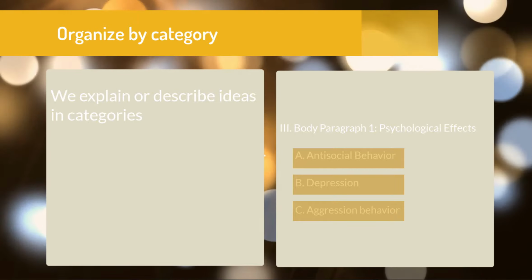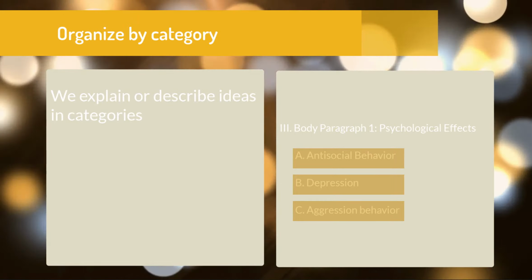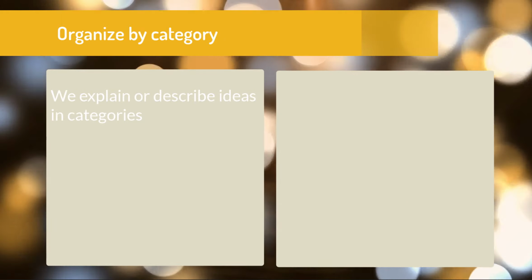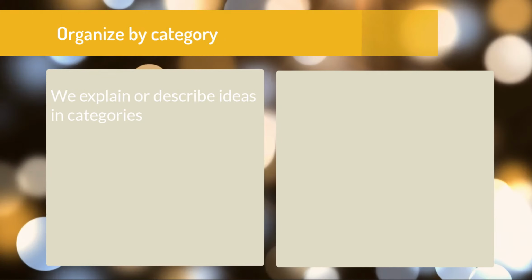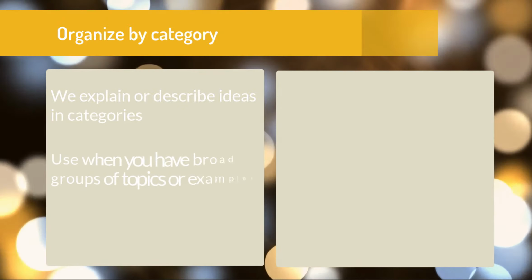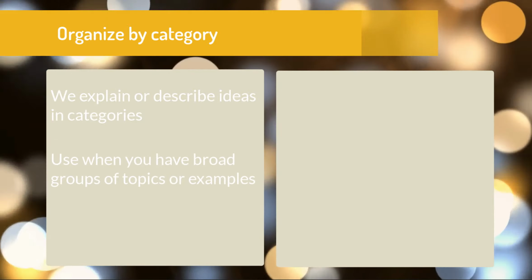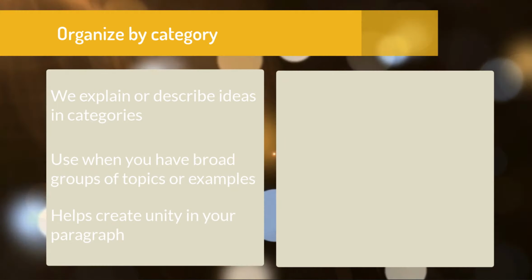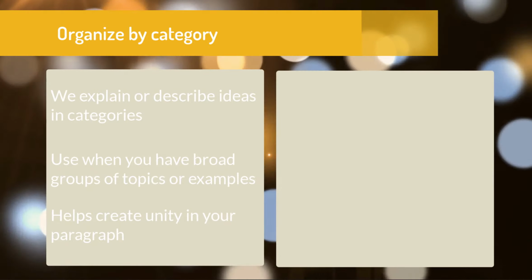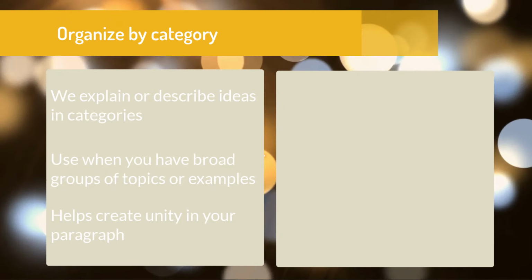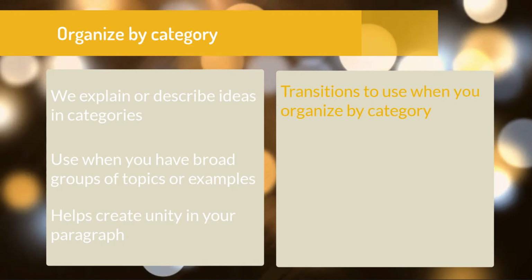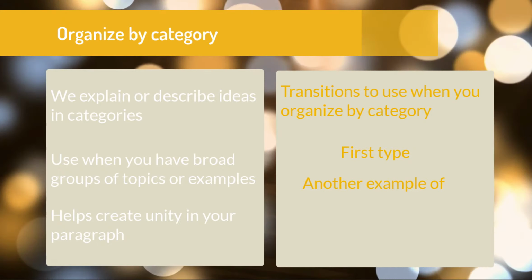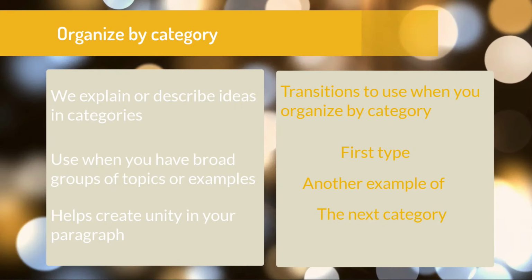When we organize by category, we make our examples very clear to the reader. It is an effective way to organize when you have broad groupings of topics. By categorizing them, we create unity in the paragraph. With this type of organizational pattern, we often use transitions such as the first type, another example of, the next category, etc.